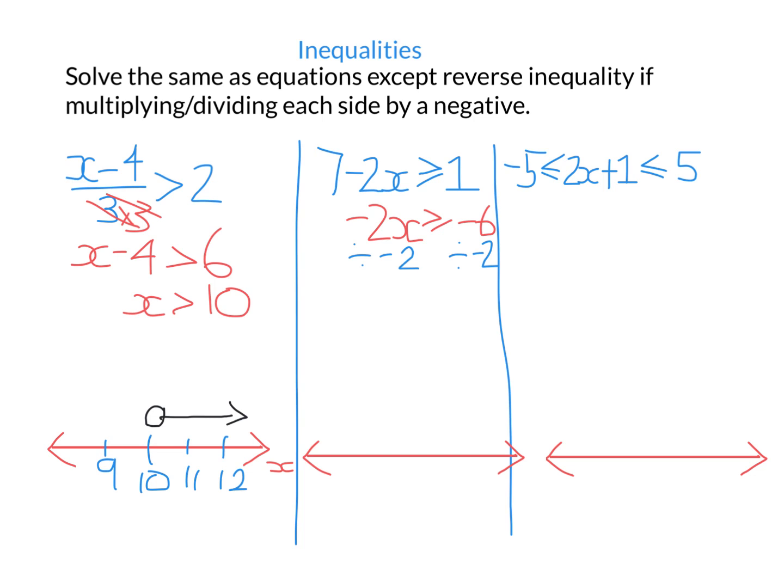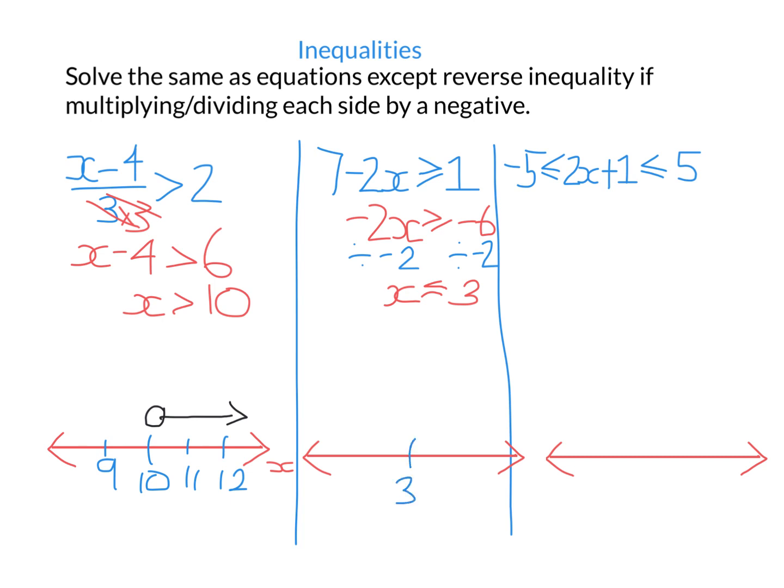So negative 2x divided by negative 2 is just x. Negative 6 divided by negative 2, well, that's just 3. But what I need to do is reverse the direction of this inequality. So this is a greater than or equal to. I'm going to switch it so it's a less than or equal to. You only do that switching, reversing the inequality, when you are multiplying or dividing each side by a negative. So the solution here is actually x is less than or equal to 3.